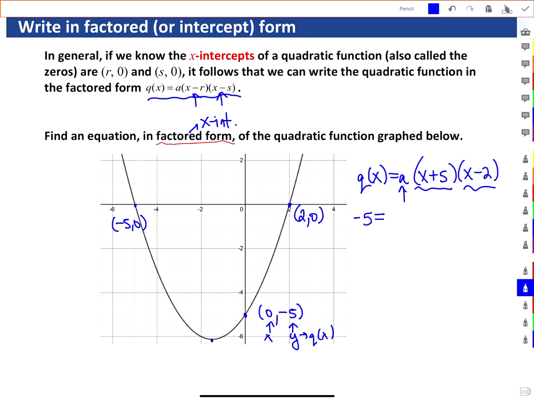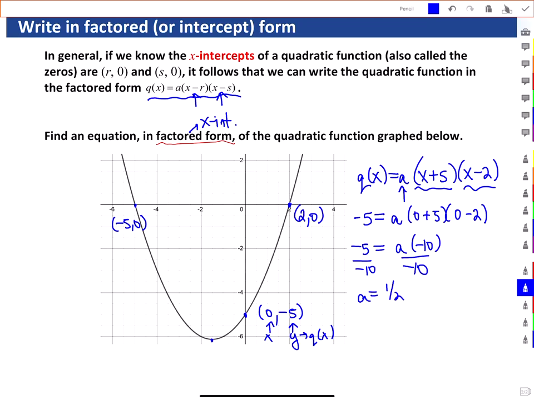So negative 5 equals a, which is what we don't know and what we're trying to find, times 0 plus 5 and 0 minus 2. Crank this out. We get a times 0 plus 5 is 5, 0 minus 2 is negative 2, so that gives us a negative 10. Divide both sides by negative 10. Our a gives us a half. Oops, no, it should be a 2 there.